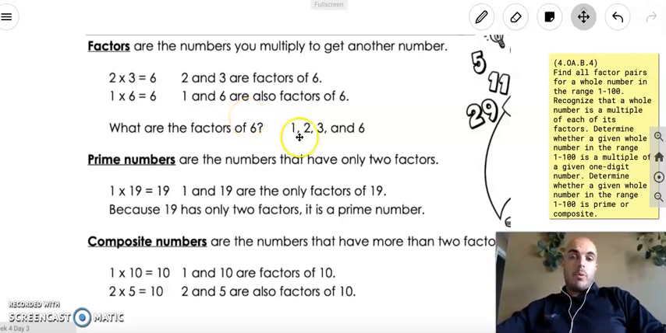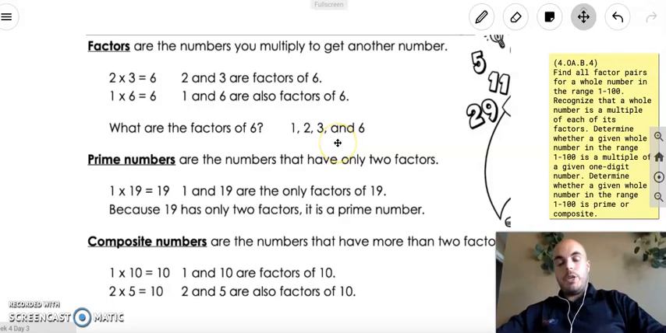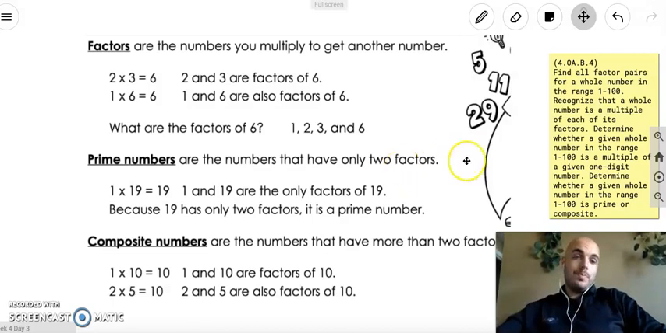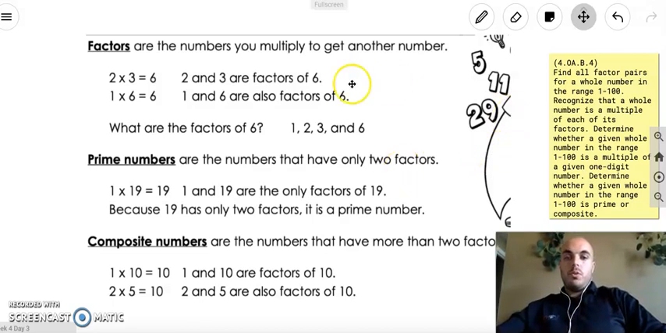Today we're working on week 4, day 3, and continuing our work with factors, prime and composite, as well as, excuse me, our multiples. So we have here again our chart for factors, prime numbers, and composite numbers to go over.